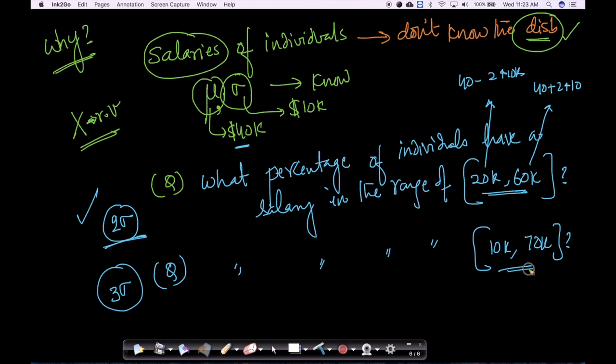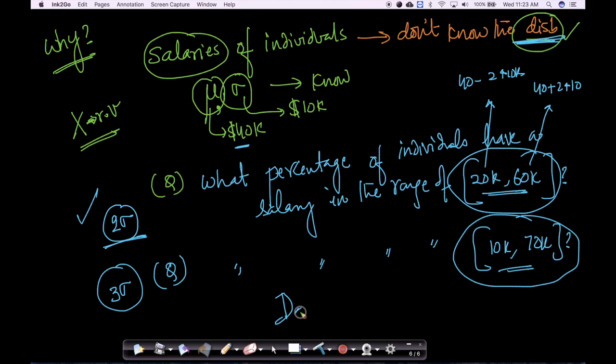This is a very, very important question. If you're a sociologist or an economist, understanding salaries and distributions of salaries is very important. But here I don't know the distribution, but I want to answer this question. How do I answer this? This is a very valid problem in data analysis, where all I have is basically my mean and standard deviation. I don't know anything else about the distribution. Can I now answer questions like question one and question two?